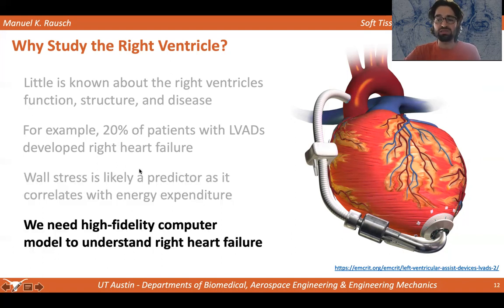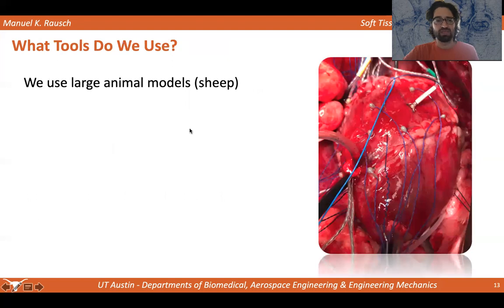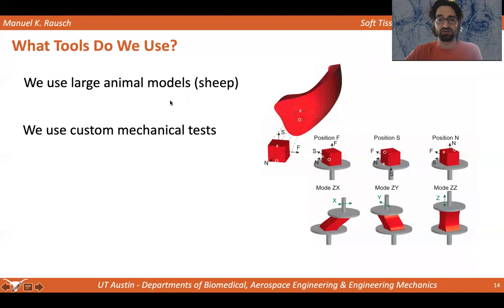Very importantly, we need more basic science, and we need high fidelity computer models to understand right heart failure and to understand this phenomenon. So in my lab, what do we do to fill this gap in knowledge about basic science and about computer models of the right heart? We use a large animal model. So these are surgeries that we don't do in my lab. We have a collaborator who does this, and we do surgeries in sheep to induce right heart failure.